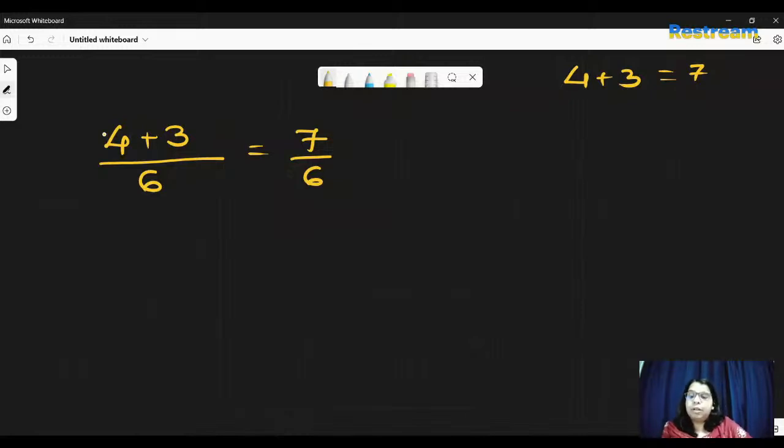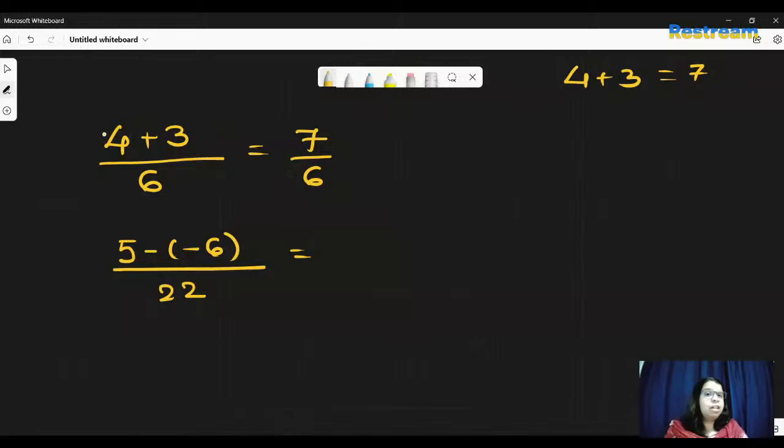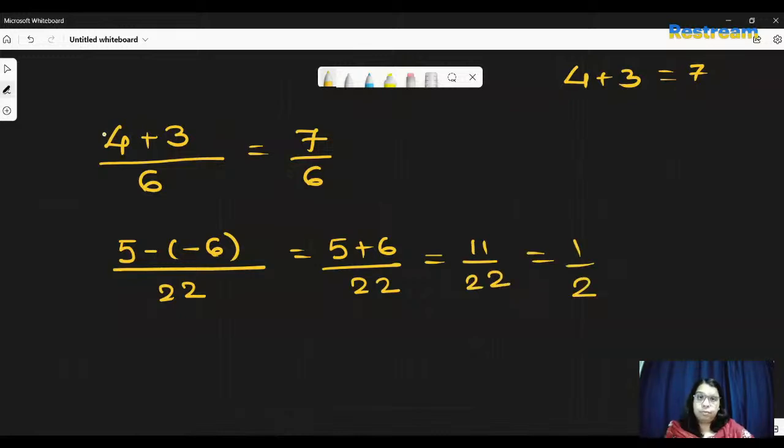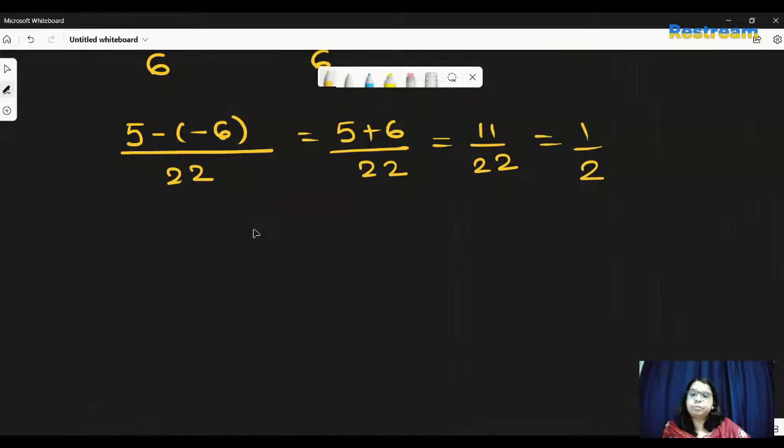So let's say I have 5 minus 6 over 22. All of you have done integers, right? Even if we are entering fractions, your rules of integers don't change. So I have 5 minus 6, which is 5 plus 6 over 22, which is equal to 11 by 22, which is 1 by 2. So you have to solve the numerator as numerator and the denominator as denominator. I'm going to take a few more examples.